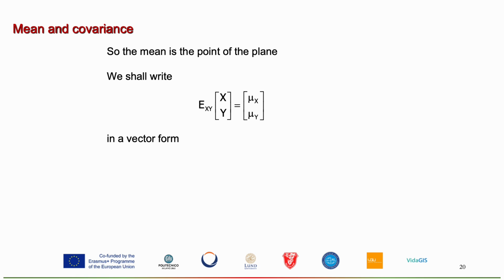So the mean for the random variable x y in two dimensions is a point in the plane, and we can write that the expectation of x y is a two-dimensional vector whose first component is mu x and the second component is mu y.